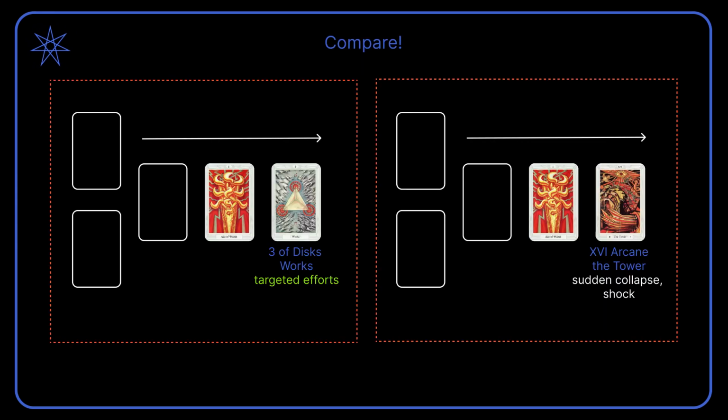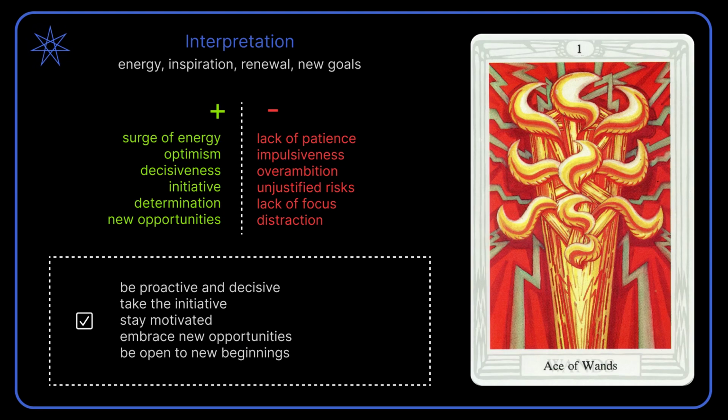As we discussed, aces stand apart from the suit and mainly add a certain tone to the situation. In this context, it's crucial to evaluate the surrounding cards. For instance, the meaning will vary greatly if the Ace of Wands is followed by the Three of Discs versus followed by the Tower.